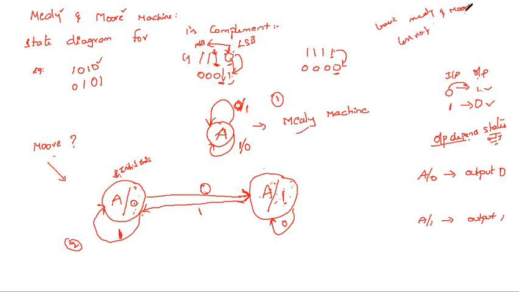Mealy has fewer states, Moore has more. How many more? Only one extra. Observe here, only one extra state is available. Okay. Let us see the working of this machine, how it works.